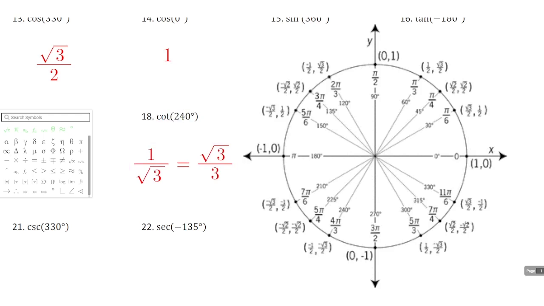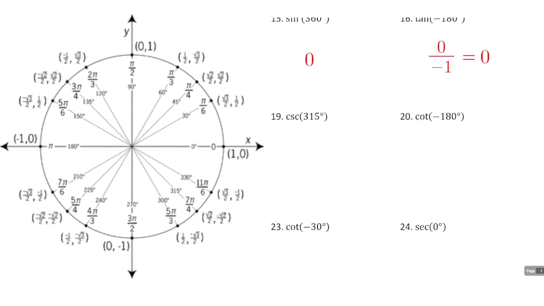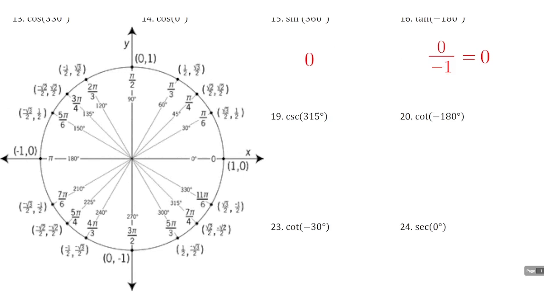Number 19 is cosecant of 315 degrees. Cosecant is the reciprocal of sine. So I'll be examining the y-coordinate at that angle measure, but I do need to reciprocate it. I need to flip the fraction of whatever that is. At 315 degrees, the y-coordinate is negative root 2 over 2. So if I want to reciprocate that, I'm going to flip this and make this 2 over root 2.